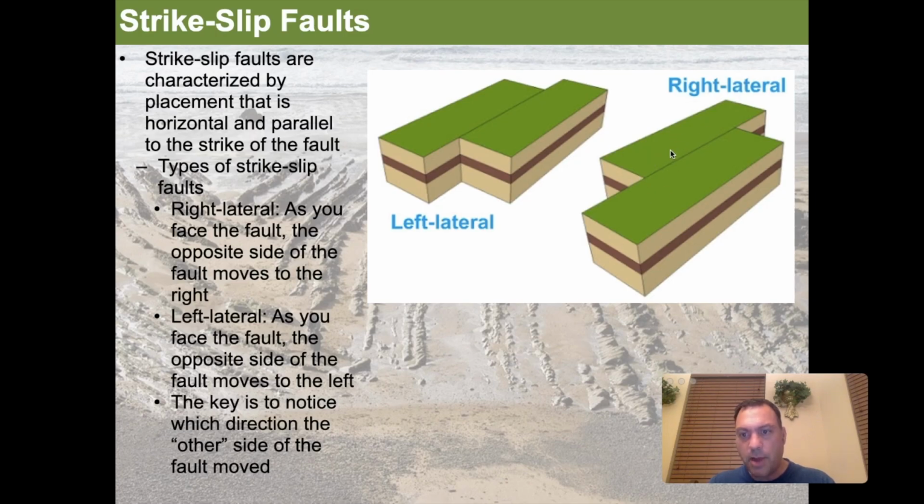This block is moved off to the right. And if you're on this side and you're looking across, it's also moved off to the right. They're both to the right. So it's called a right lateral fault. It doesn't switch depending upon which side you are. Everything moves off to the right no matter which side of that fault you're on.